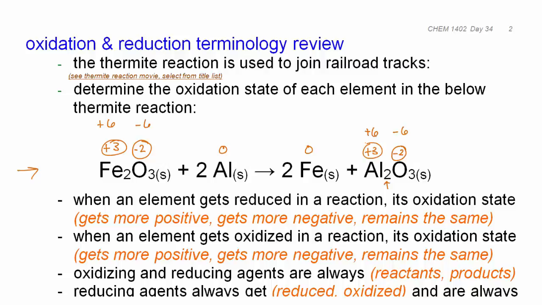When an element gets reduced in a reaction, its oxidation state gets reduced. Its oxidation state gets more negative. It's reduced. It's getting lower. When an element gets oxidized in a reaction, its oxidation state gets oxidized. It gets more positive.